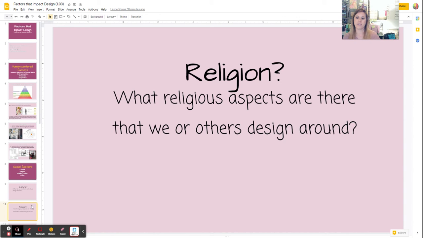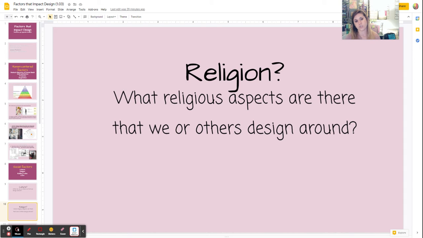Similarly, another social factor, what religious aspects or traditions are there that we or others design around? Writing that down as well. So are there things that have to do with certain religions, your religion or another religion that you know of, that we design our homes around, or design any type of space around? I guess it doesn't even have to be a home. It could be design a place of worship around.